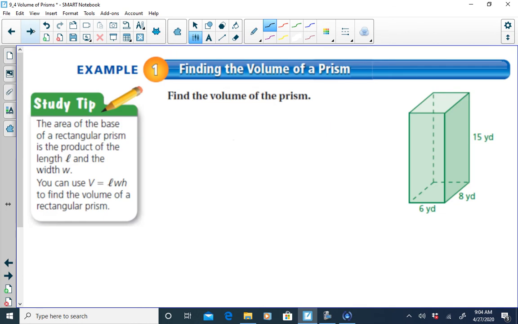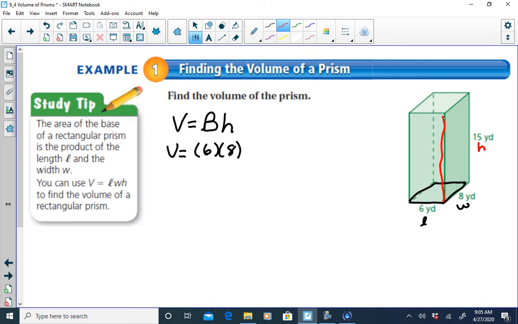Let's go to the next page. So we want to find the volume of this prism. We want to first start with our formula. Volume is going to be equal to the base area, which we use a capital B to represent, times the height. Now let's look at the prism. When we look at the base area, we see that the base is the shape of a rectangle whose length is 6 and whose width is 8. So when we find that base area, we're going to multiply the length times the width. So it's going to be 6 times 8. And then we have to multiply that base area times the height. The height would be the height of the prism as it sits on its base. And that height here is going to be 15.